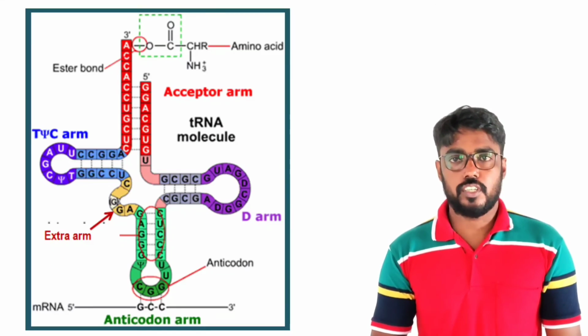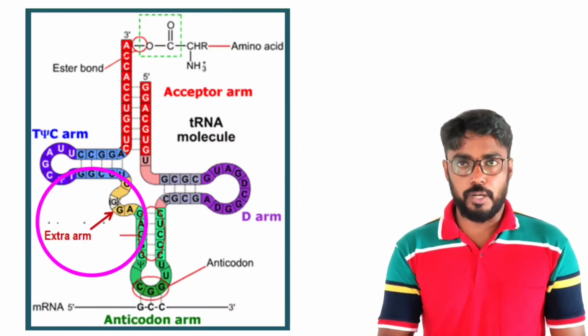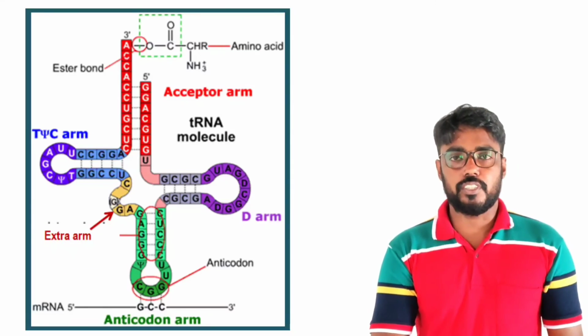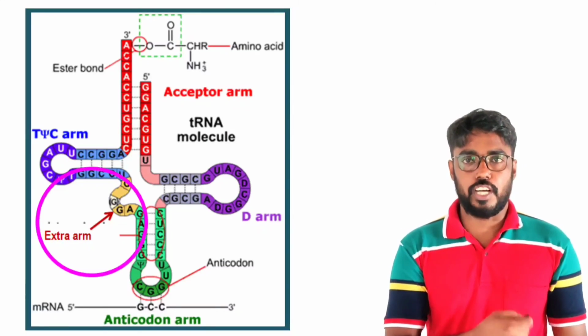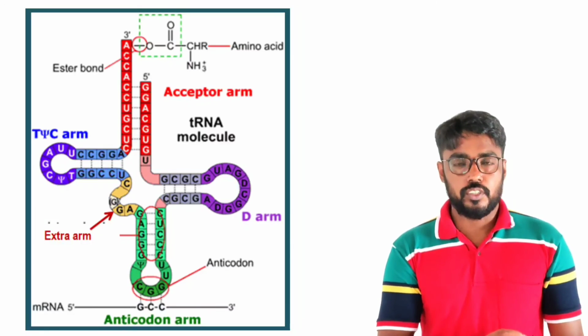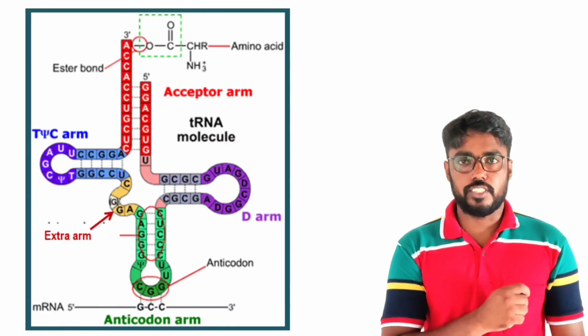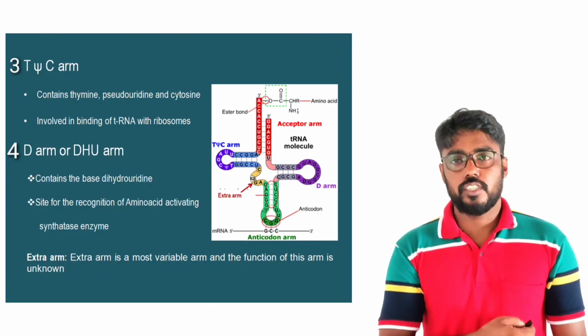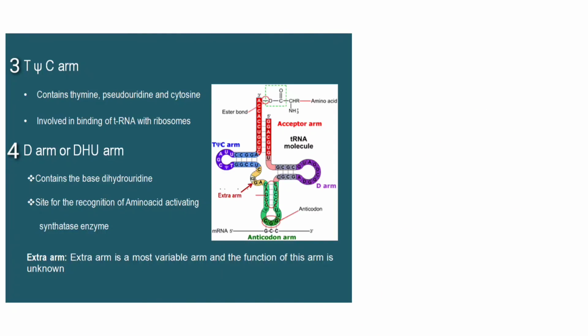Apart from these main 4 arms, sometimes one extra arm will be present, and the exact function of this arm is not known. And in this figure, you can see this extra arm present in the tRNA. This is about tRNA.